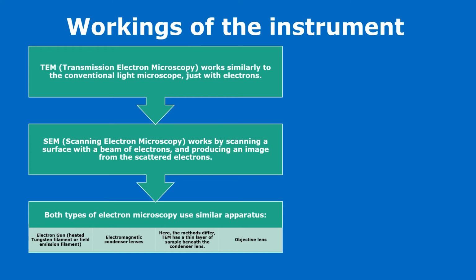There are similarities between the two types. Both initially have an electron gun, typically a heated tungsten or field emission filament. Electrons are accelerated down a tube, and all of this occurs under vacuum. This electron emission is focused into a beam through condenser lenses. The first focuses the beam on the specimen, the second focuses the electrons into a thin tight beam. At this point, the two methods differ.